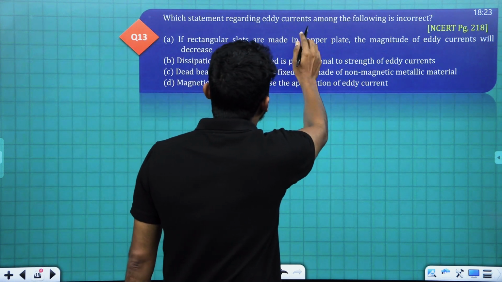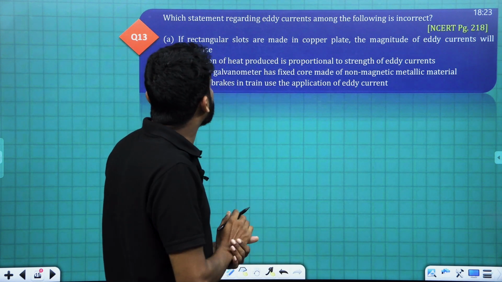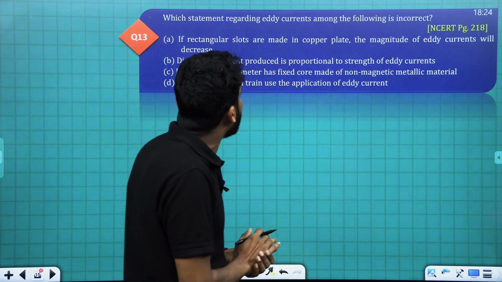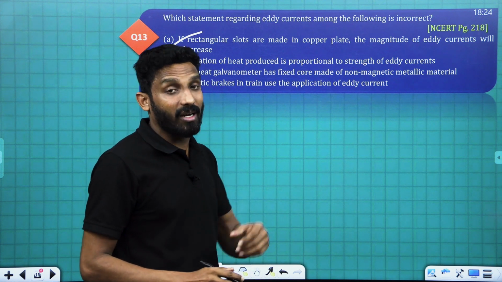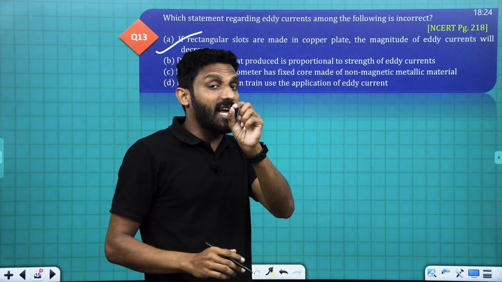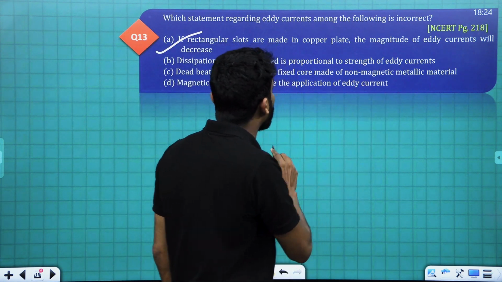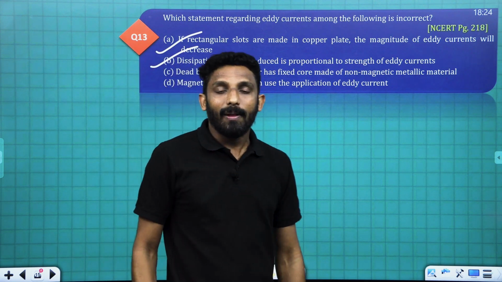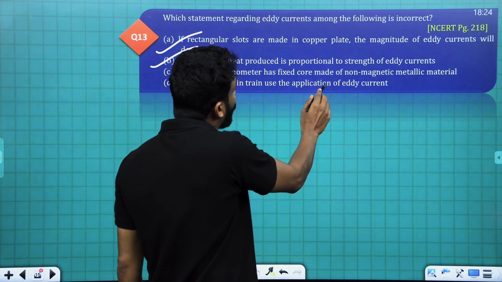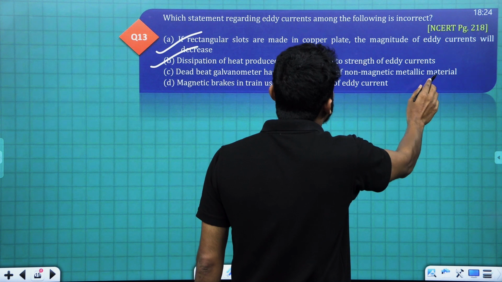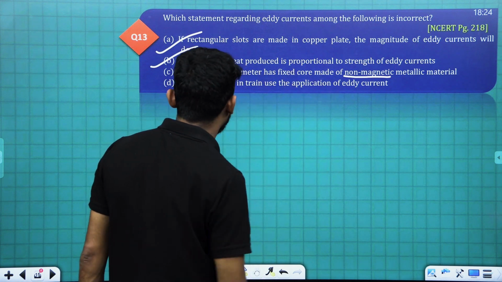Which statement regarding eddy currents among the following is incorrect? If rectangular slots are made in copper plate, the magnitude of eddy currents will decrease. This is correct. Magnitude of eddy current we can reduce by putting the rectangular slots. Dissipation of heat produced is proportional to strength of eddy current. If eddy current is greater, then the heat produced also will be greater. Deadbeat galvanometer has fixed core made of non-magnetic metallic material. Non-magnetic. This is to be focused.